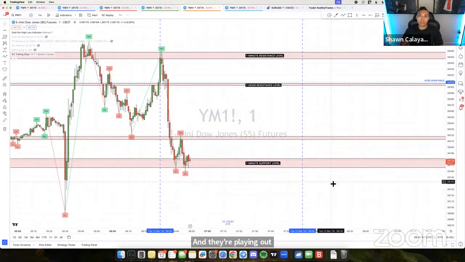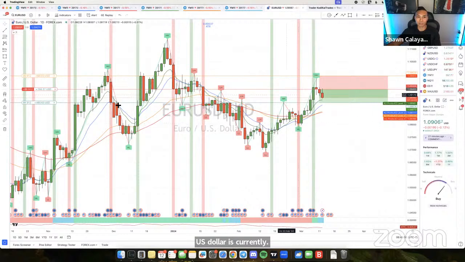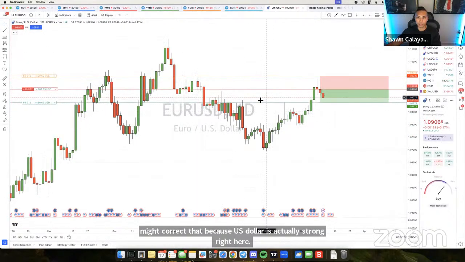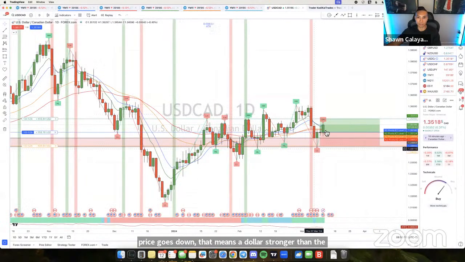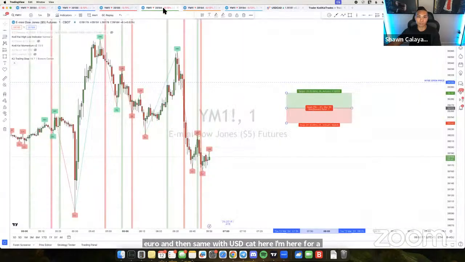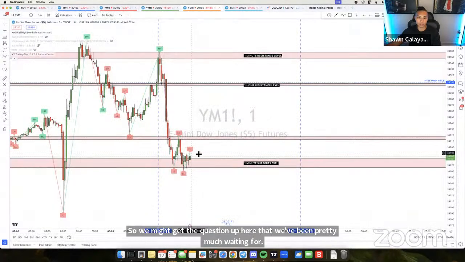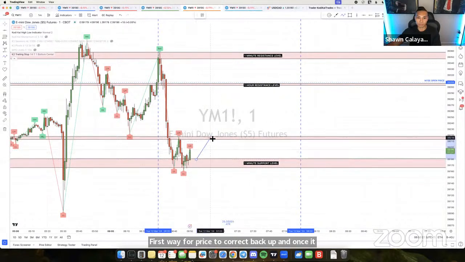So if we're looking at this from my forex perspective, I'm expecting price to drop further, or just range or consolidate. Actually, no, price might correct up, because the US dollar is actually strong right here. So for Euro USD, when price goes down, that means the dollar is stronger than the euro. And same with USD CAD here. I'm here for a buy. So this indicates that the US dollar is stronger than the Canadian dollar. So it shows strength across the board for the US dollar. So we might get the correction up here that we've been pretty much waiting for. We're just waiting for price to correct back up, and once it corrects back up, it's going to climb back to the opening price.